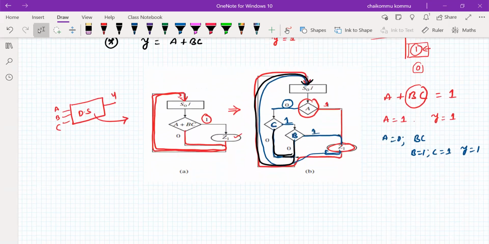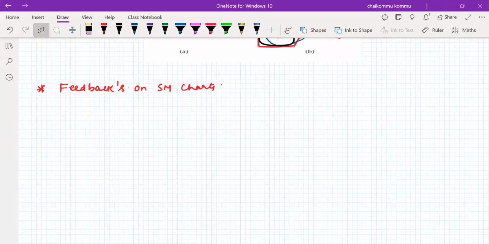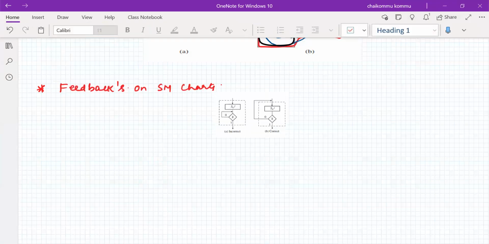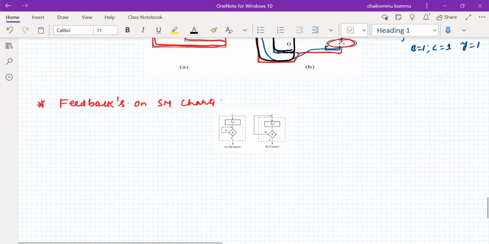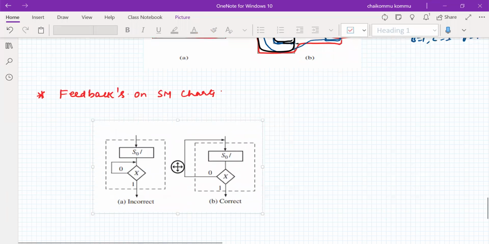So another point is that whenever we are drawing the SM charts, we have to keep in mind the feedback paths. So care must be taken on feedbacks in SM charts. Okay, so something like this we should not write. For example, I consider, copy, I should paste it here. So these types of feedback paths are not allowed.